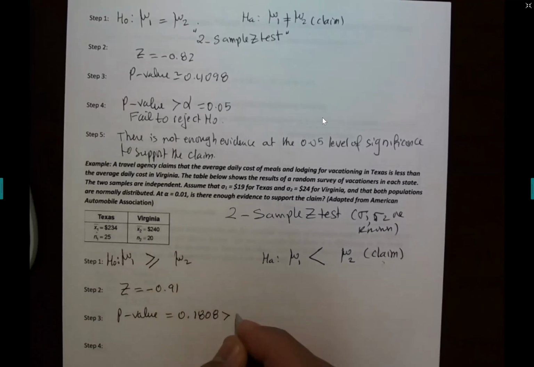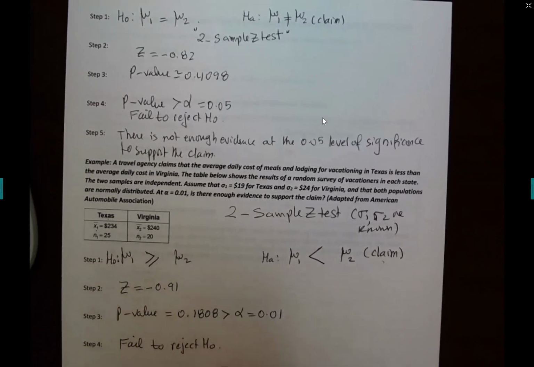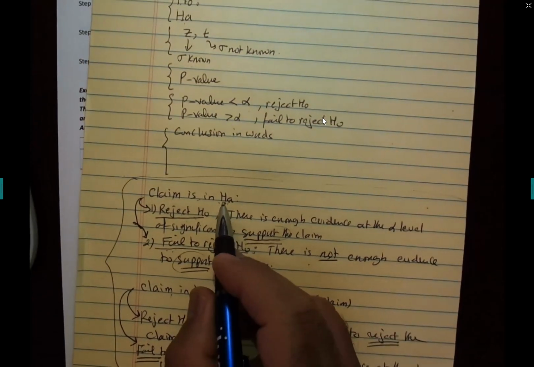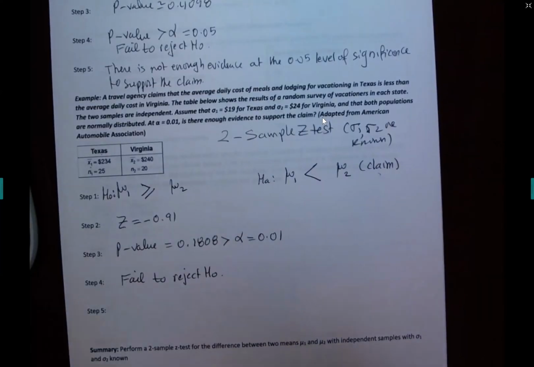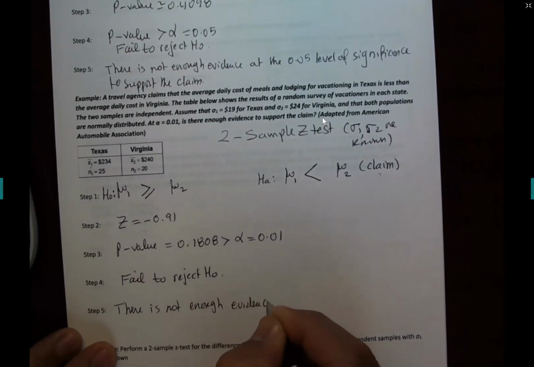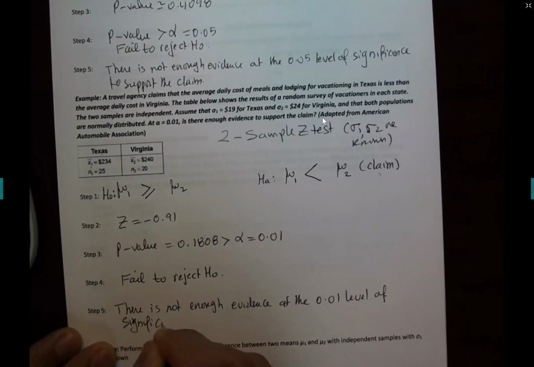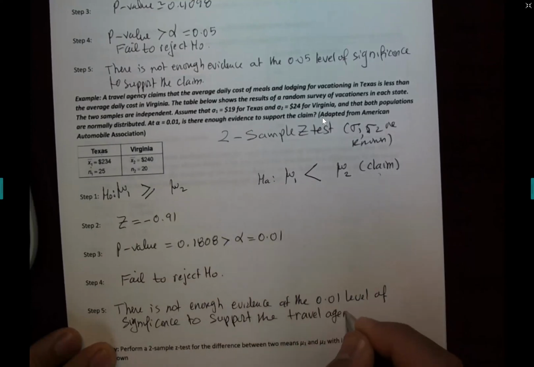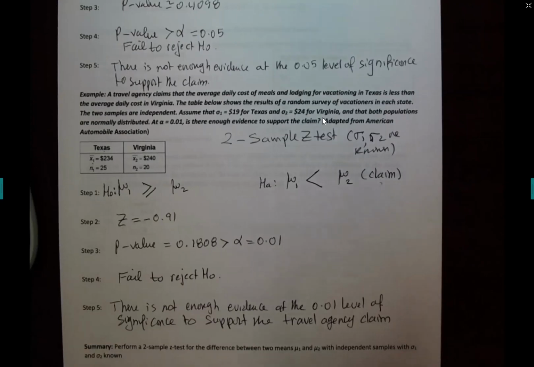0.1808, and I think you agree with me, guys, it is bigger than alpha. So you fail to reject H0. And conclusion, using my yellow sheet. Your claim is here. And you fail to reject H0. What do you say? There is not enough evidence to support the claim. So there is not enough evidence at the 0.01 level of significance to support the travel agency claim that the average daily cost of meals and lodging for vacationing in Texas is less than that of Virginia.